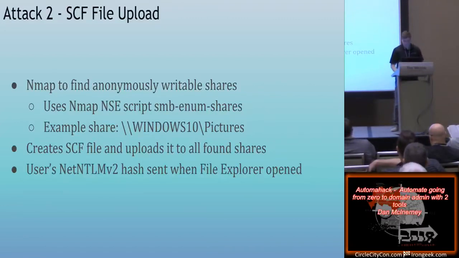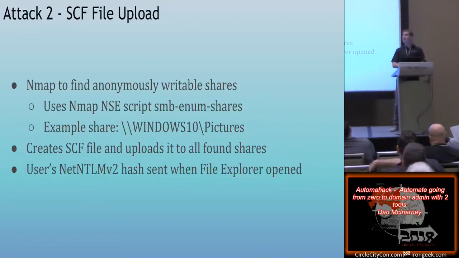Like you double-click an SCF file, and you can open up Explorer to a, I don't know, a share or something. I don't really get it. I don't really care. What I do care about is the fact that it will send your hash to me via an SCF file. So what the script does is use an nmap NSE script, identifies all the anonymously writable shares on the network. Now, granted, this is not super common, but if you have a large enough organization, there will be some anonymously writable shares.